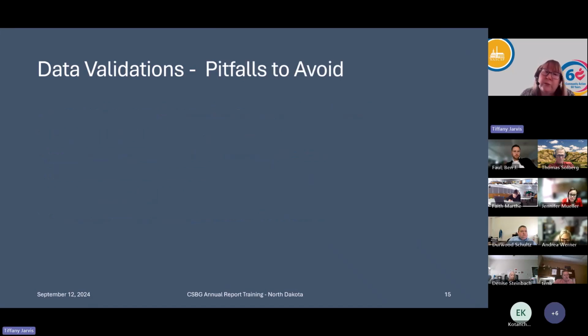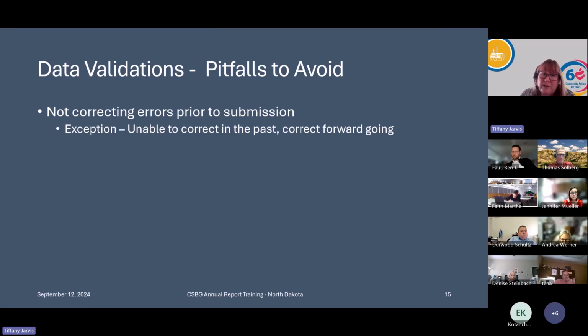So pitfalls to avoid when you're looking at your data validations: not correcting errors prior to submission. That's really important. You can be proactive and correct it before, and then your review memo on the federal level is going to look very small. The exception is if you're not able to correct a past error and you correct it going forward, that might be a case when you cannot correct something.